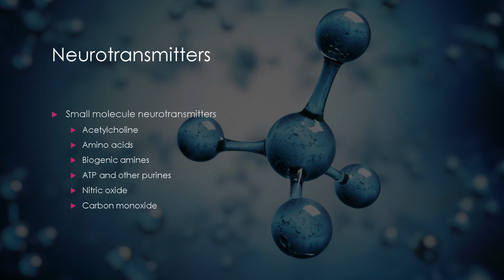Now, many neurotransmitters are also hormones that are released into the bloodstream by endocrine cells in organs throughout the body. Within the brain, there are certain neurons that are called neurosecretory cells that secrete neurotransmitters, but also secrete hormones.